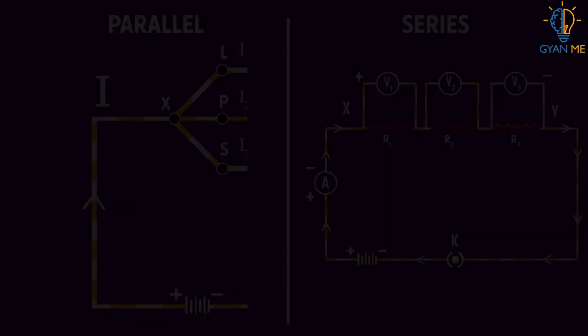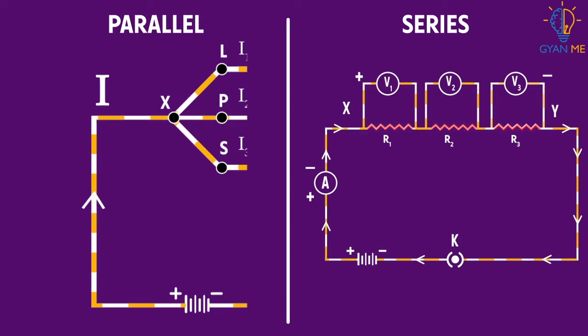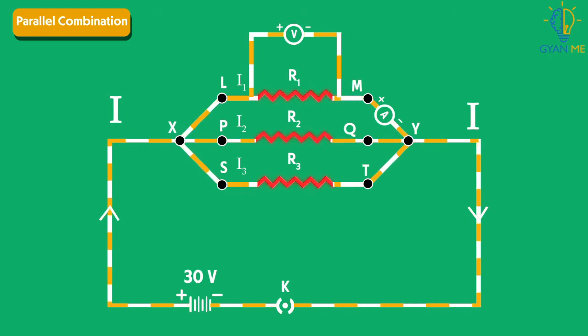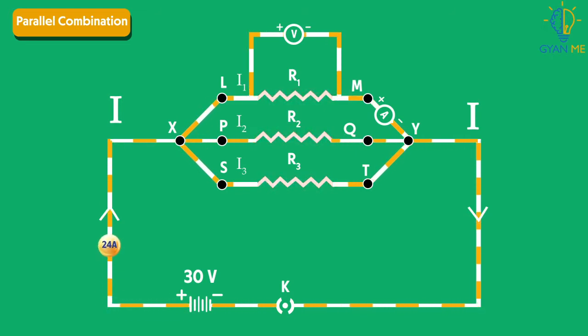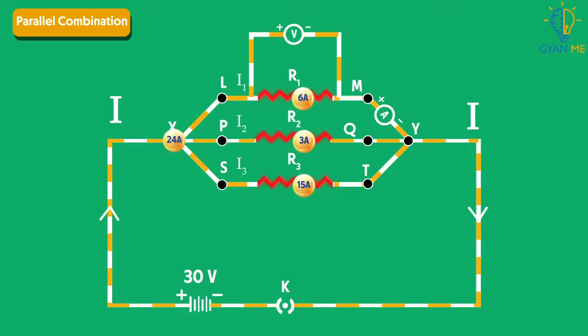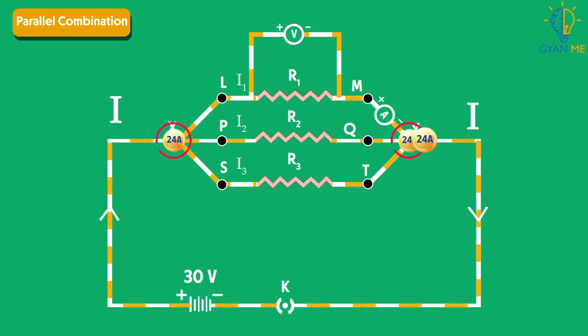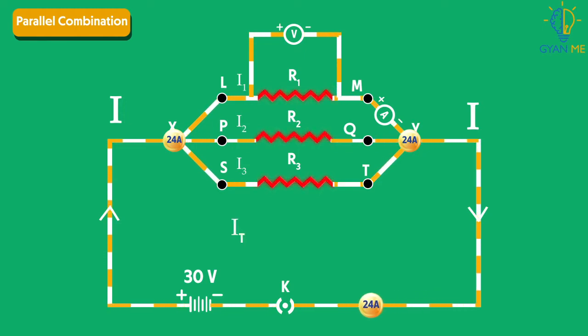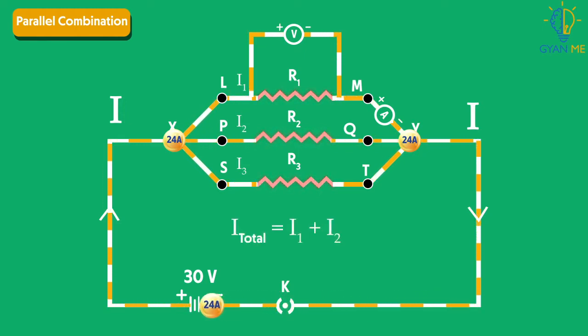In simple words, we can say that parallel combination is a current divider. Recall that series connection is a voltage divider. Yes, it's true. Parallel connection is a current divider, while series connection is a voltage divider. According to Ohm's law, the amount of current drop depends on the values of resistance, as the value of potential difference is constant. Also, the total current coming out at point Y will be the same as that of current I at point X. So we can write this as I total is equal to I1 plus I2 plus I3.